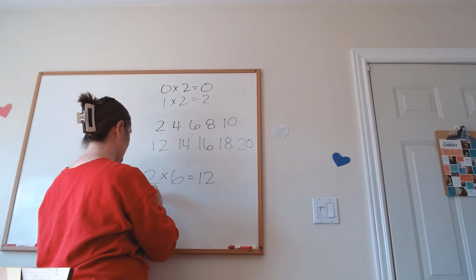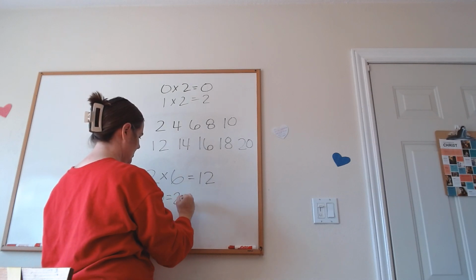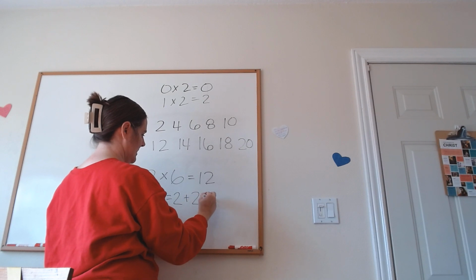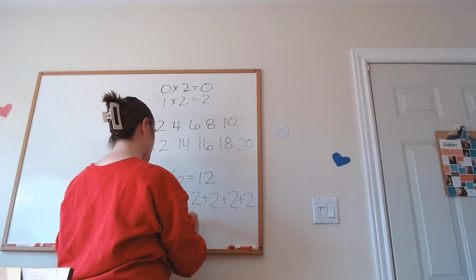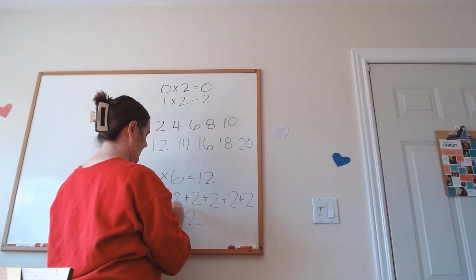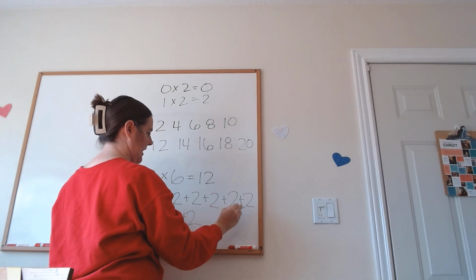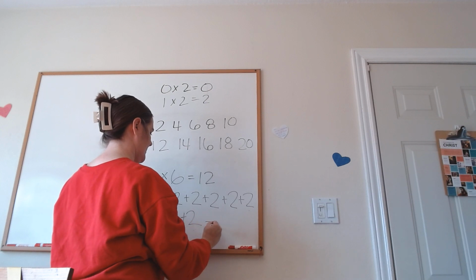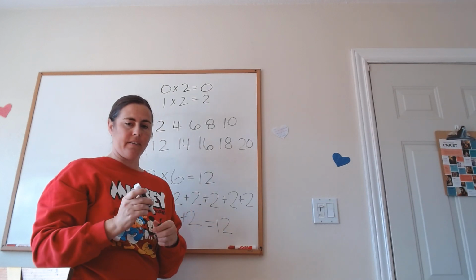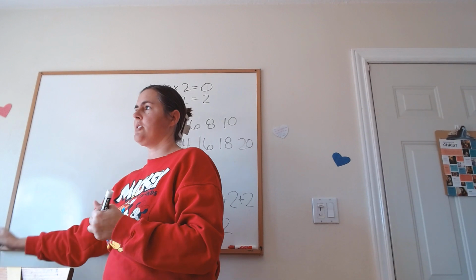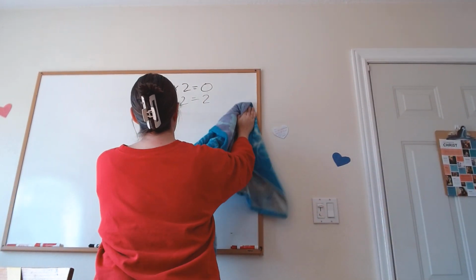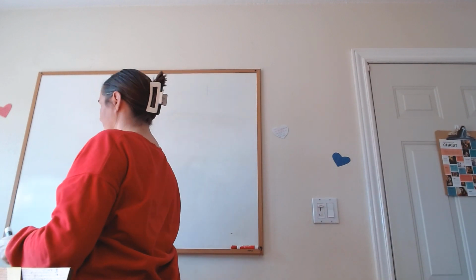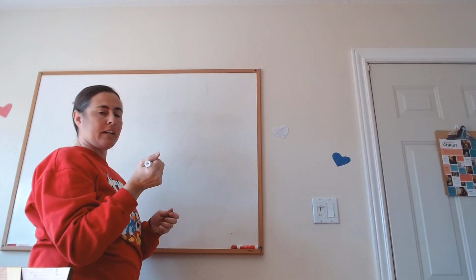Or you could also write it as 2 times 6 equals 2 plus 2 plus 2 plus 2 plus 2 plus 2, which would go 2, 4, 6, 8, 10, 12. Okay, now let's try just a couple practice ones.